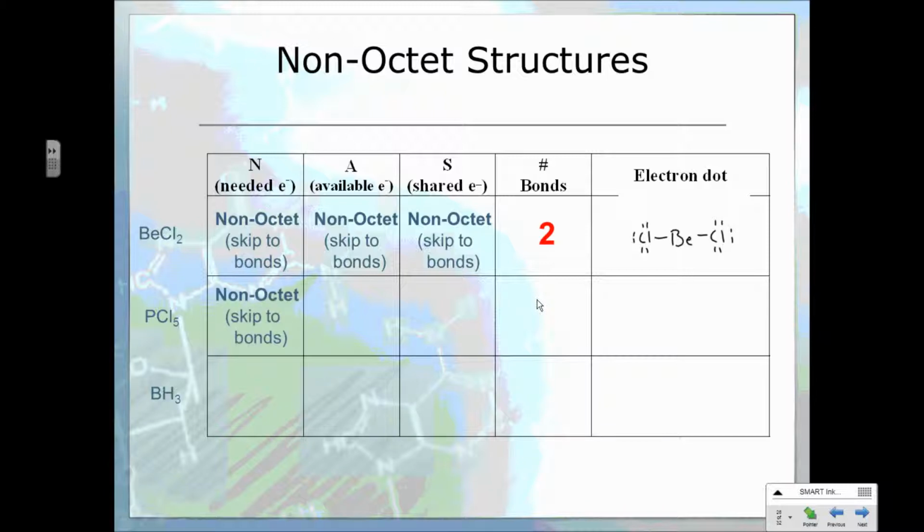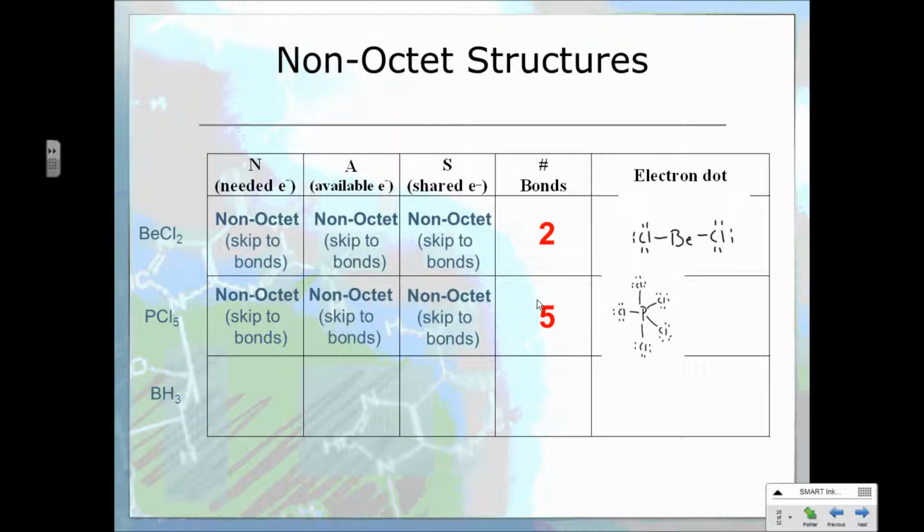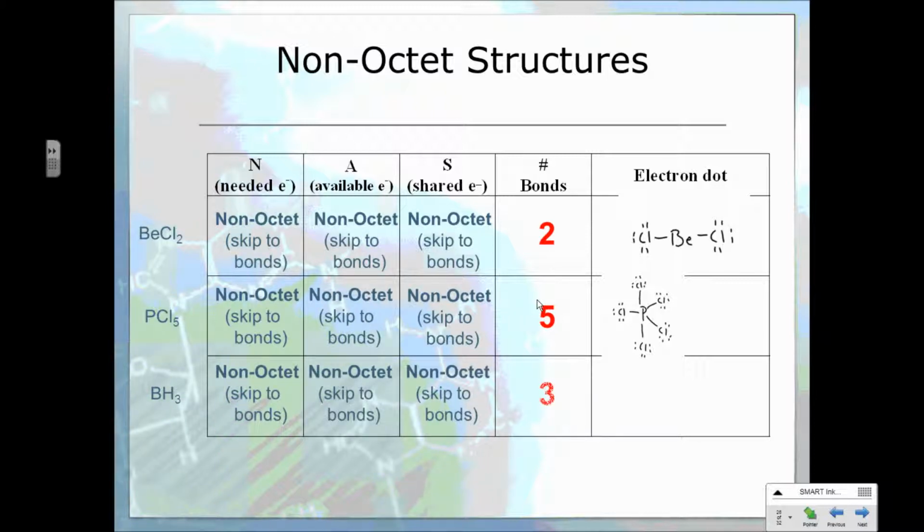PCl5, expanded octet. So I skip those. It automatically has to have 5. So P in the middle with 5 single bonds. Notice my outside atoms still have to follow the octet though. And the last one, boron, that's got 3. So I go right to 3. And when I draw it, same thing. 3 single bonds, no dots. Notice this time it was with hydrogen, so I didn't need to put any other dots in there as well.